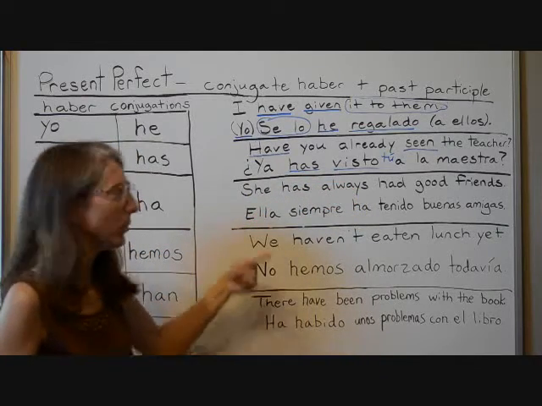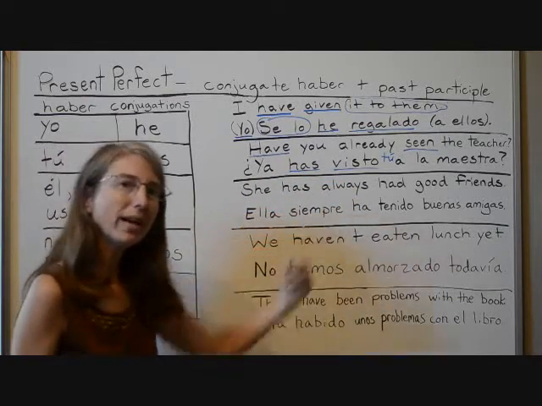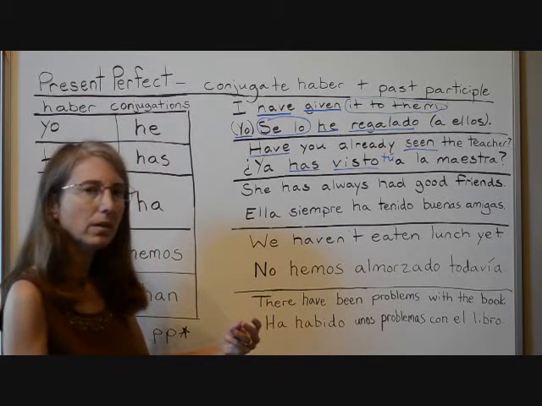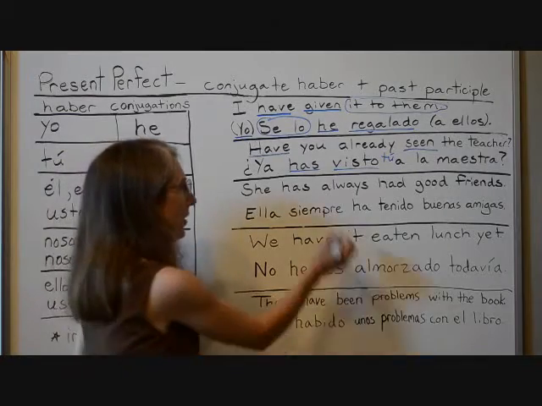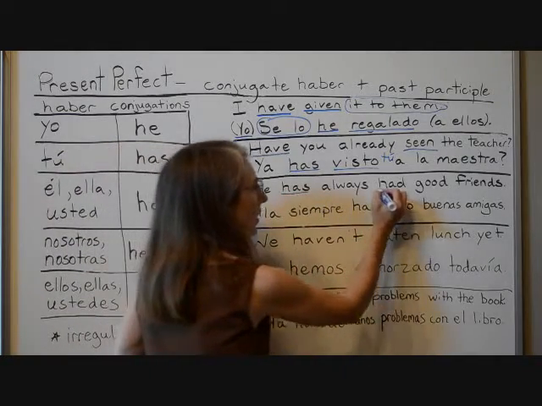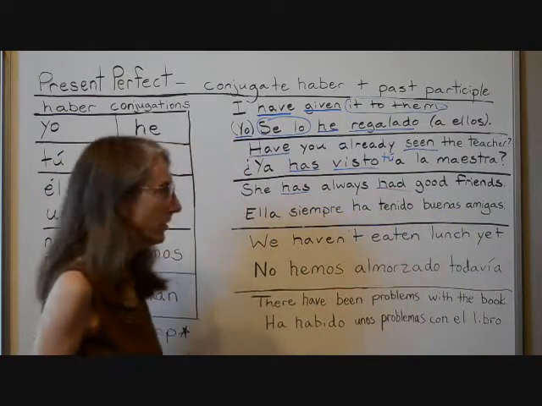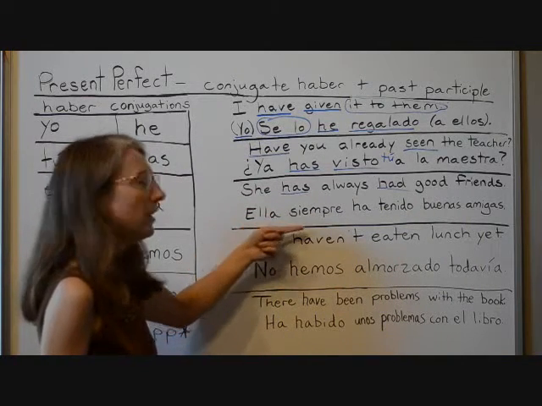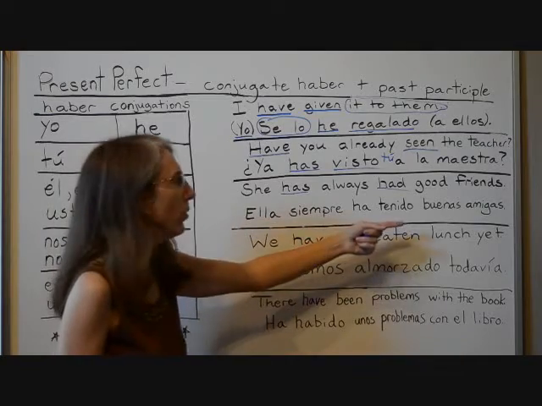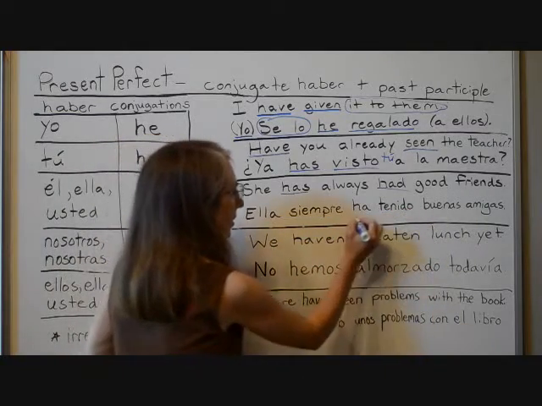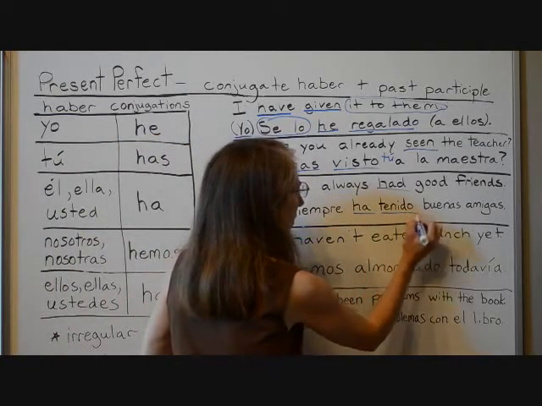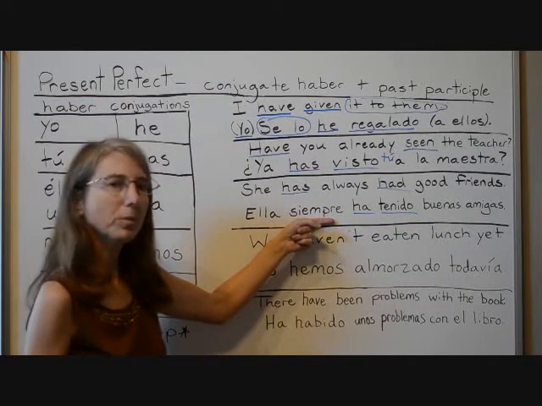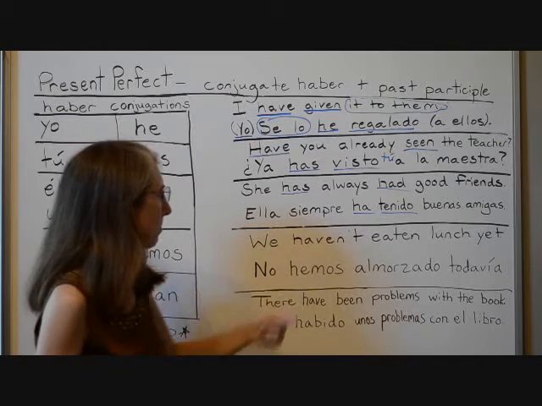Let's look at another example. She has always had good friends. The present perfect in English is has had. In Spanish, ella siempre ha tenido buenas amigas. Again, this word moves to before the verb phrase.